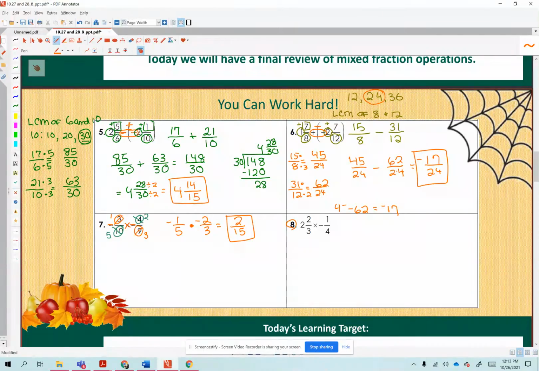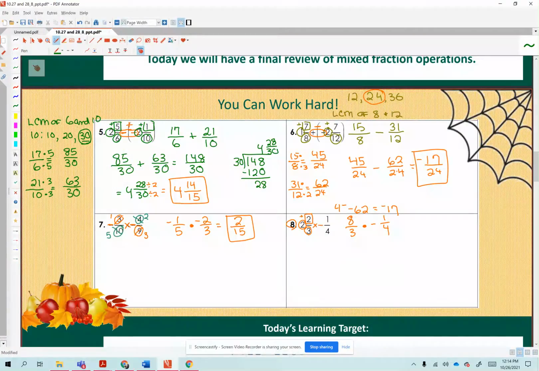Okay, now we're on number 8. So first thing I notice is that I am multiplying, and the next thing I notice is that I'm multiplying a positive number times a negative number, which means that my answer will be negative. So first thing I need to do is convert this mixed number, 2 2/3, to an improper fraction. So I will multiply 3 times 2 to get 6, and I will add the numerator of 2. 6 plus 2 is 8. So I can rewrite this as 8 over 3 times, and I like to use the dot for times, negative 1/4.